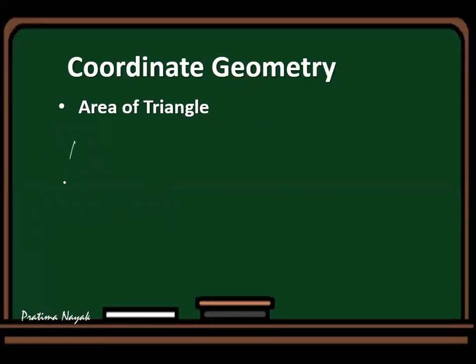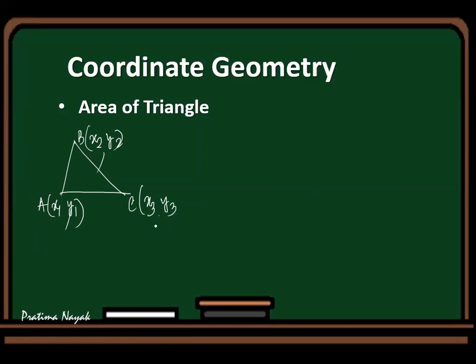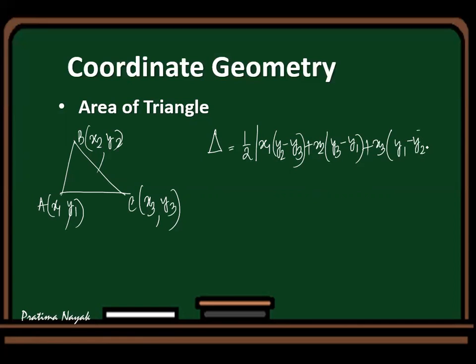Next is area of the triangle. We get the area by a formula. Can you recall it yourself? The area, denoted by triangle, is half times x1 into (y2 minus y3) plus x2 into (y3 minus y1) plus x3 into (y1 minus y2). This is given in modulus sign because area is always positive.